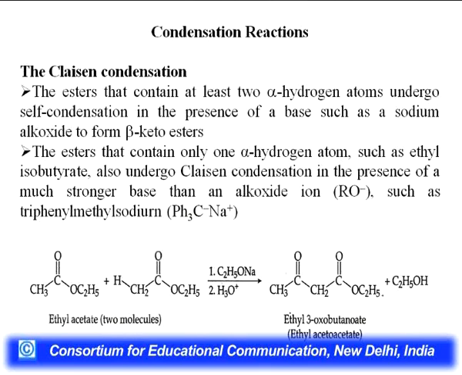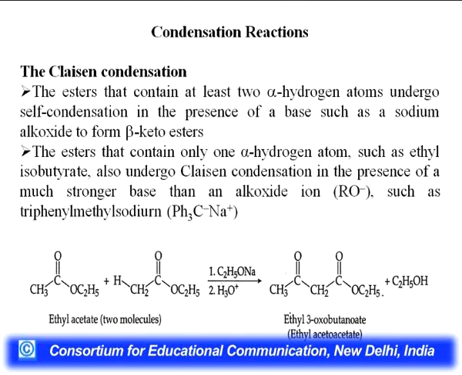When the molecules combine with the elimination of a small molecule. The most important is the Claisen condensation. The esters that contain at least 2 alpha hydrogen atoms undergo self condensation in the presence of a base. Here we are taking the sodium alkoxide to form the beta keto esters.